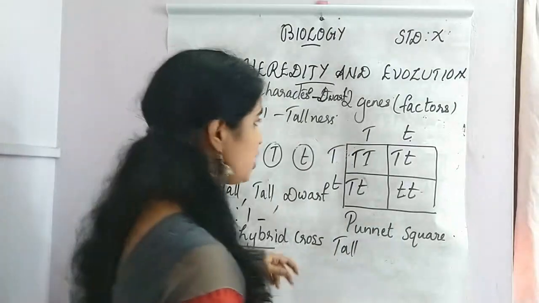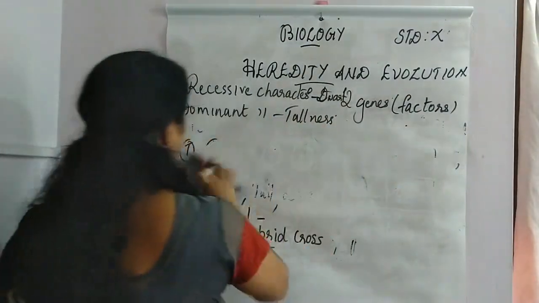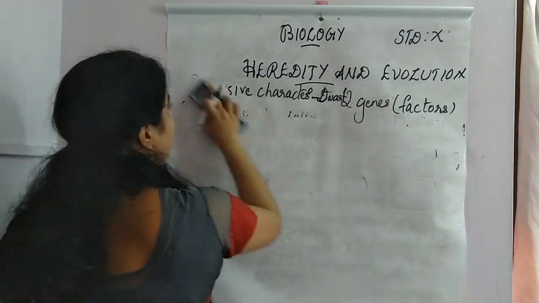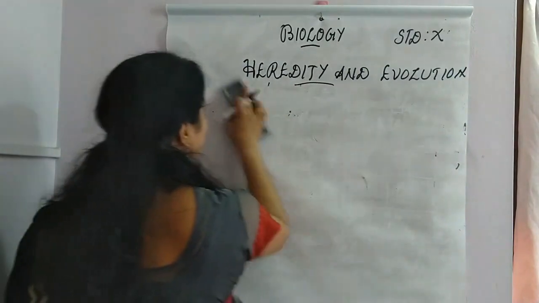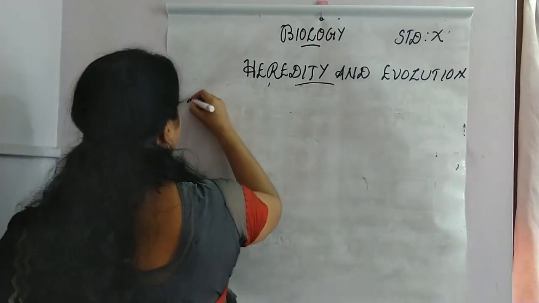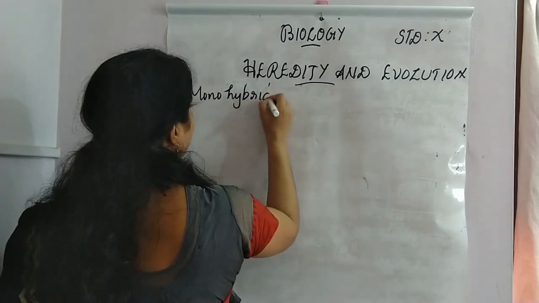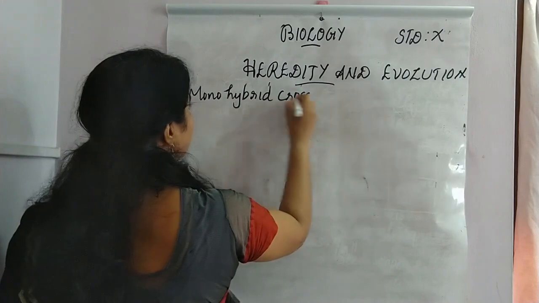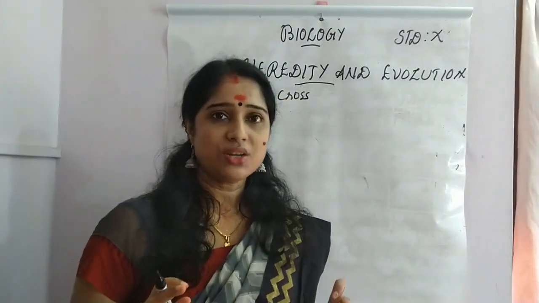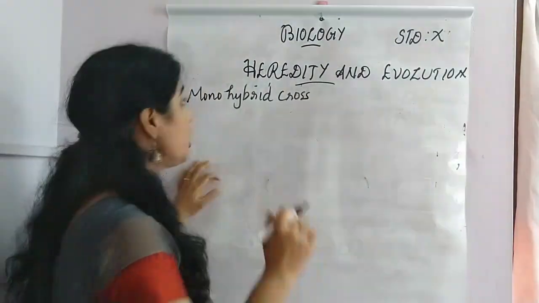cross. Such a cross is known as what? Monohybrid cross. As he selected only a single pair of contrasting characters, that cross is known as monohybrid cross.